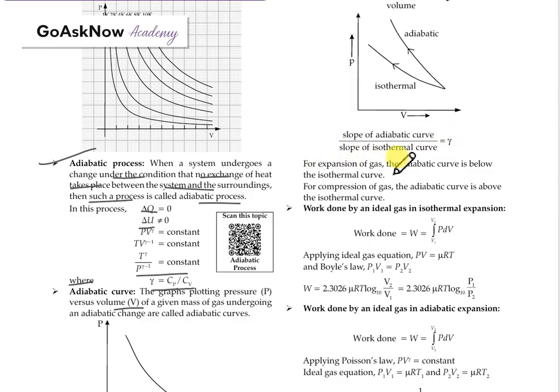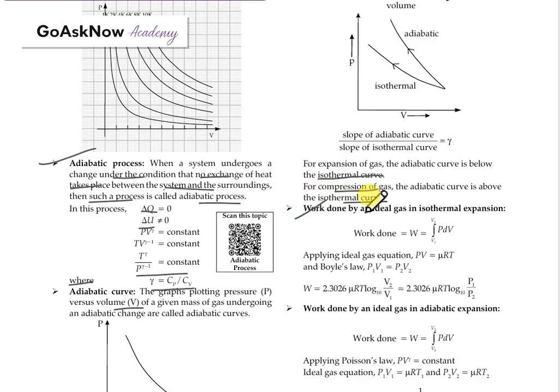Now, for an expansion of gases, the adiabatic curve is below the isothermal curve, and for the compression of gas, the adiabatic curve is above the isothermal curve. So firstly, for the expansion, it will be below the isothermal curve, and for the compression of gas, it will be above the isothermal curve.